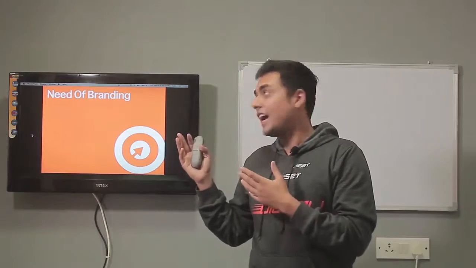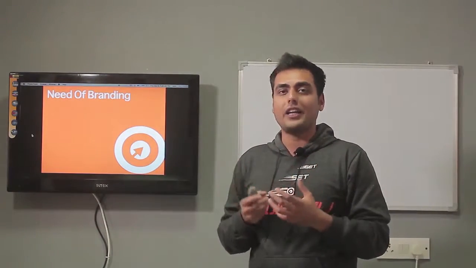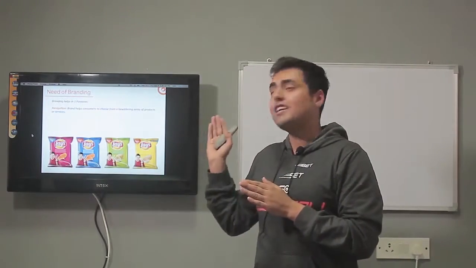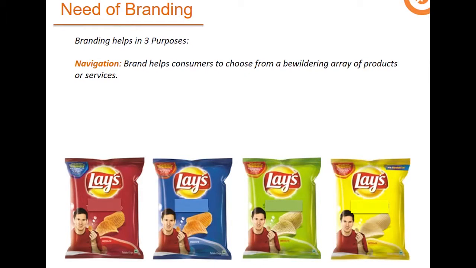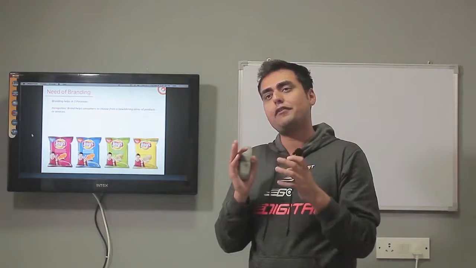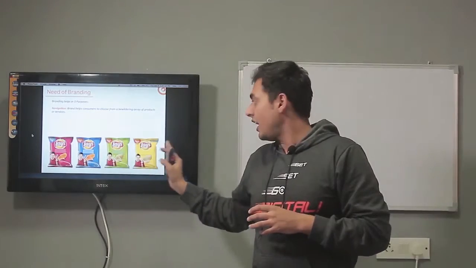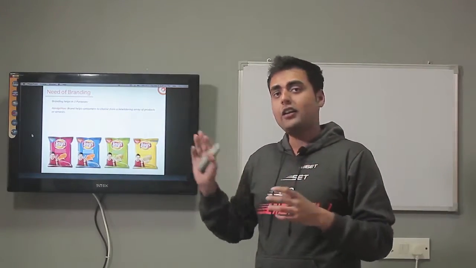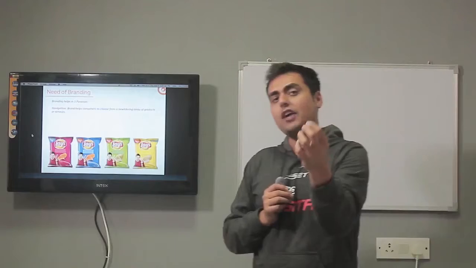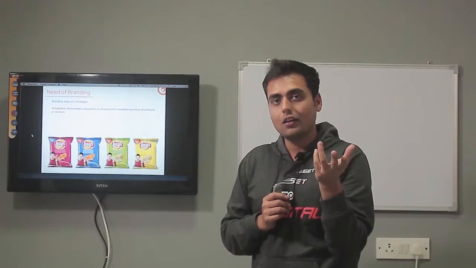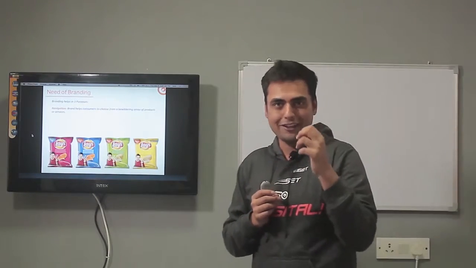If we move to the next slide, we will understand the need of branding for corporates. If we talk about branding, there are three different needs, the first being navigation. We will take the example of the chip brand Lay's here and try to understand the difference with a very simple example. I've deliberately hidden the names of the different chips so that they are not at all recognizable. Now if I ask you which chip you will pick out of these four, what will be your answer? Of course you will pick the one that is your favorite, right?